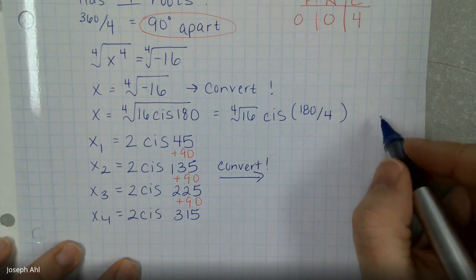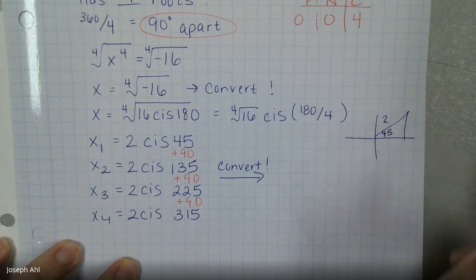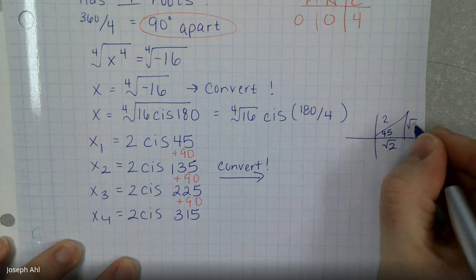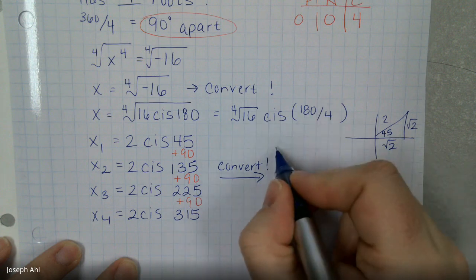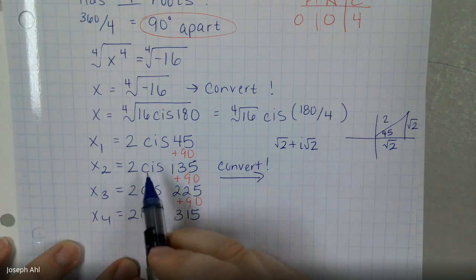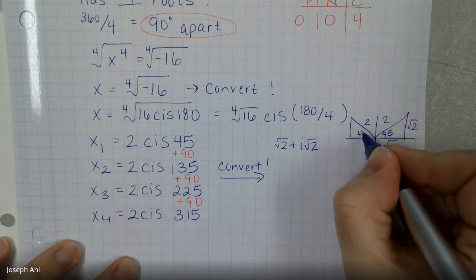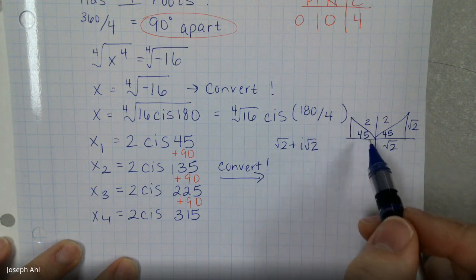Because here's the deal. If I draw 2 cis 45, which is this triangle right here, this is the weird pattern with the 45 where this would be 1 radical 2 and 1 radical 2. So I understand that that part's weird. Your first answer is radical 2 plus i radical 2. But if I go to do 2 cis 135, isn't it the same picture but just in a new quadrant? It's in quadrant 2, hypotenuse is 2, reference is 45.